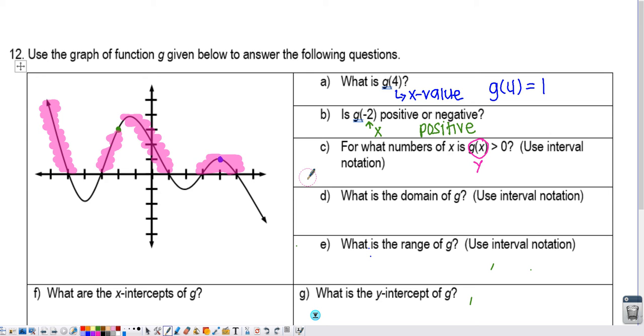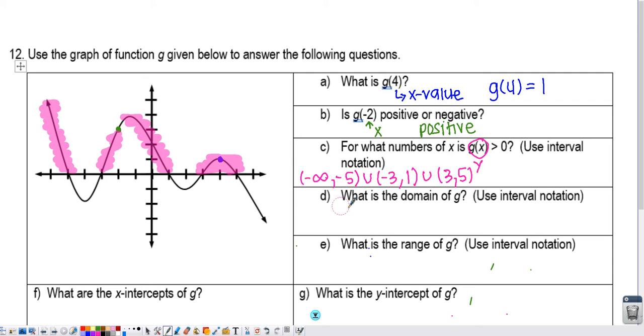So we go from -infinity until 1, 2, 3, 4, 5, to -5. Remember, we use soft brackets the whole time. And then -3 to 1. And then we have from 3 to 5. Great.